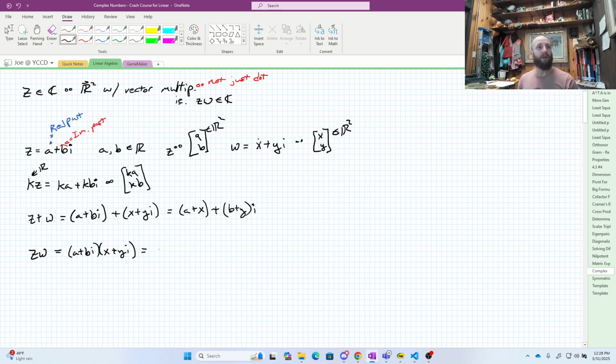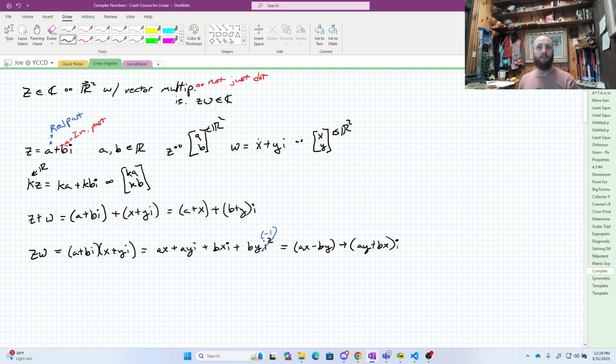So I'm going to distribute this a little bit. I'm going to get ax plus ayi plus bxi plus byi squared. And then when I combine things here, the i squared is going to end up being -1. So my real part is going to be ax minus by. And then I'm going to be adding to that my imaginary part, which is going to be ay plus bx.